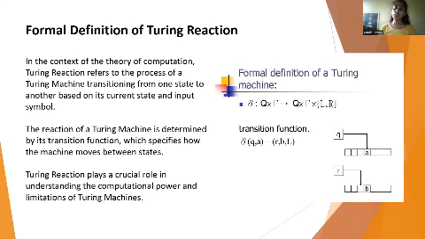The formal definition of a Turing machine is Q, Σ, Γ, δ, q0, q_accept, q_reject, with moves L and R. The transition function is δ, with moves R, B, and L.